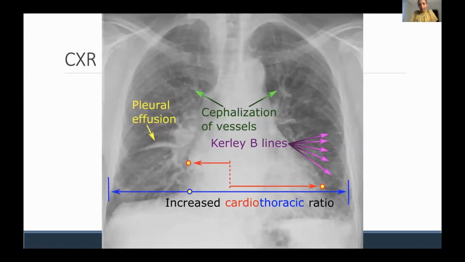Chest X-ray findings. Again, if patients are decompensated, volume overloaded, you'll see pleural effusion, cephalization of the vessels, enlarged pulmonary artery, cardiomegaly, and Kerley B lines.